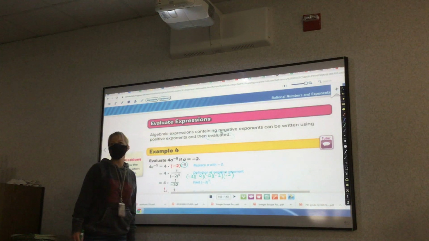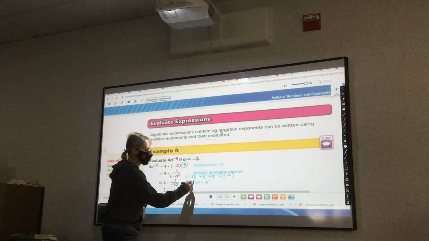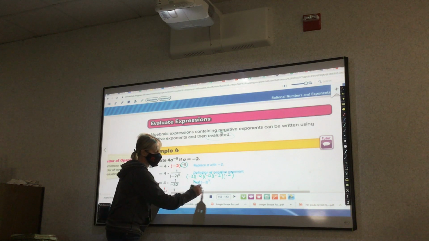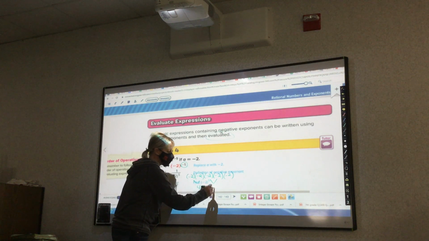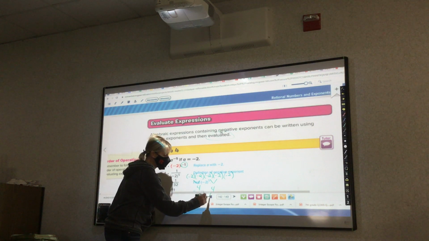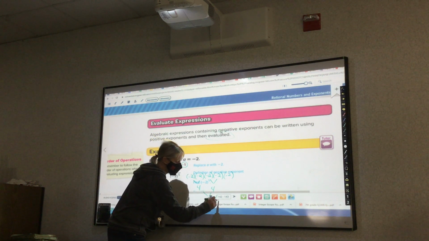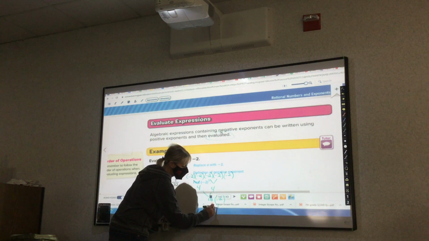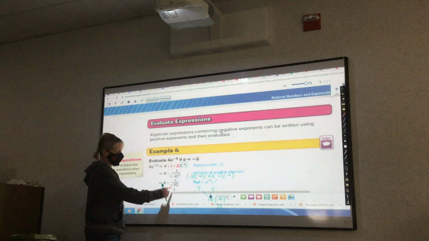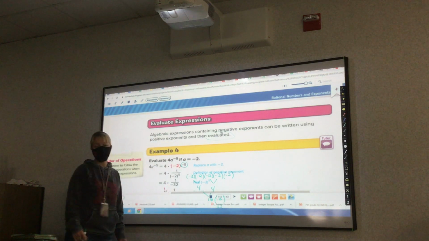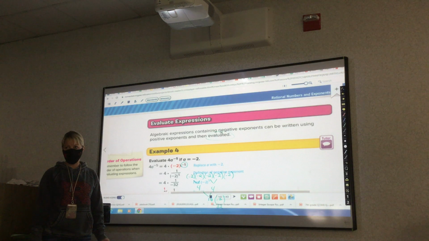Does that make sense? And then a negative 2 times the negative 2 is a positive 4. Negative 2 times the negative 2 is a positive 4. 4 times 4 is 16. Then I take 16 times the negative 2, which would be a negative 32. That's how they got a negative 32. Does that make sense?